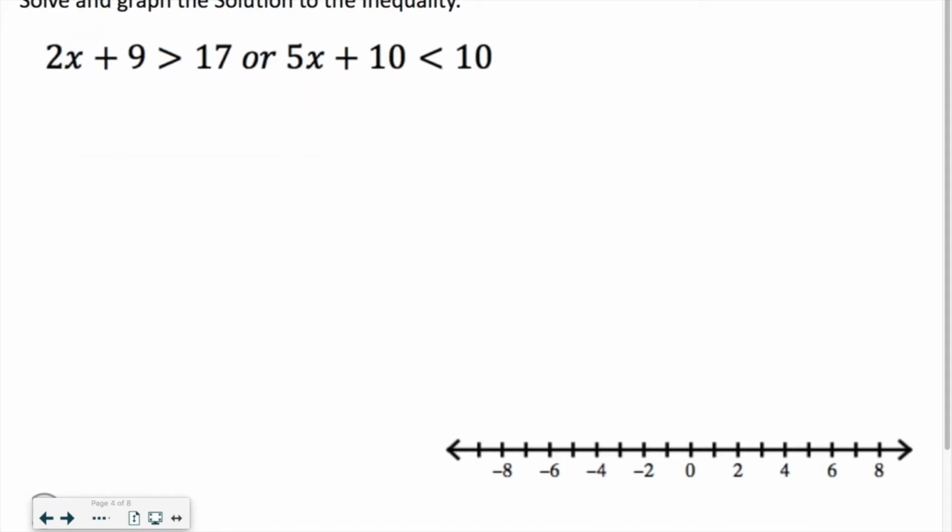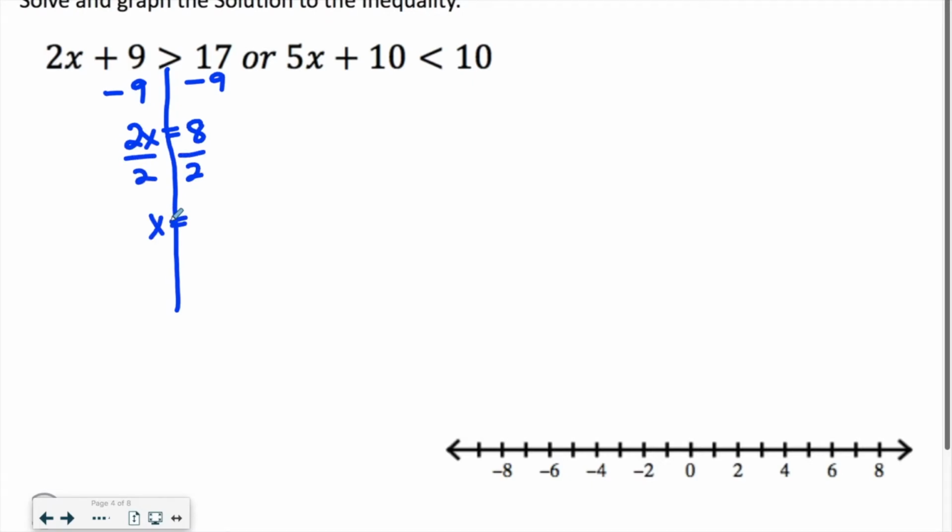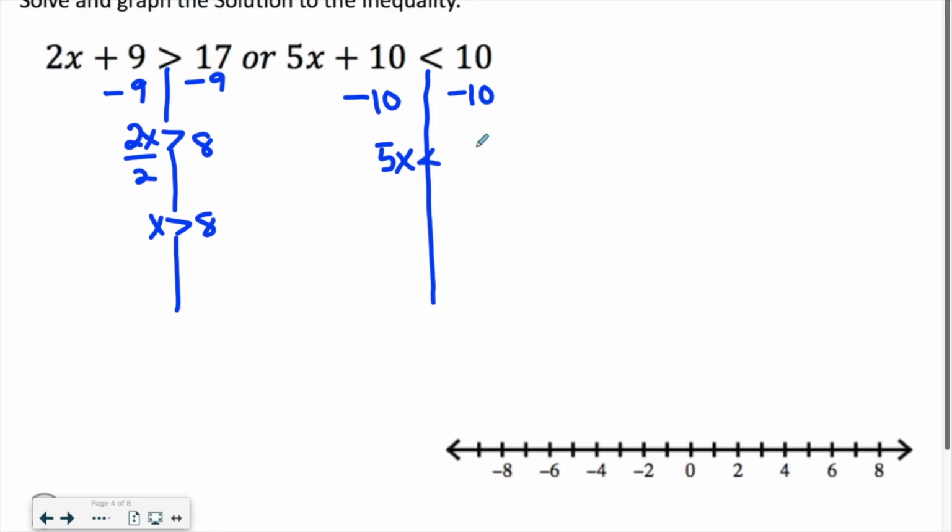Next one, we've got two different ones. So we have, drawing our line, subtracting 9. So you get 2x is greater than 8, divide by 2. Actually, why am I doing an equal sign? It's greater than. Let's change that. Greater than 8. There we go. And then this one, same thing. We have minus 10, 5x less than 0, divide by 5, and you get x is less than 0.